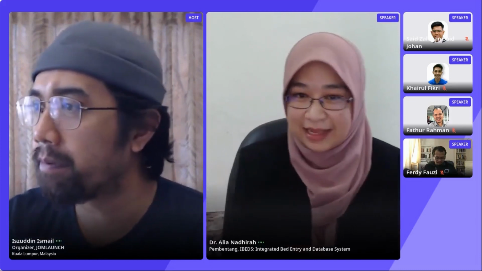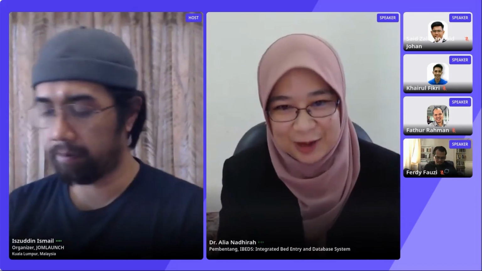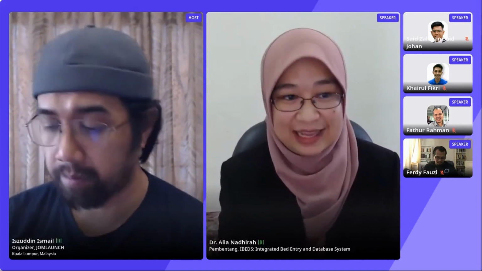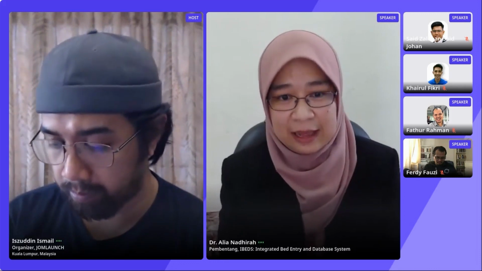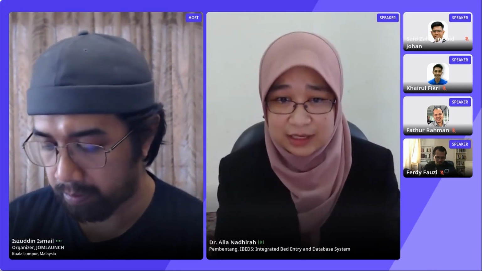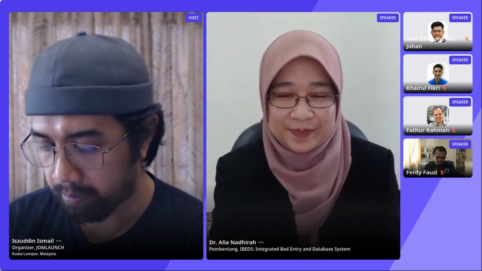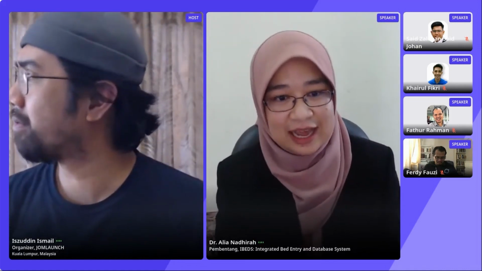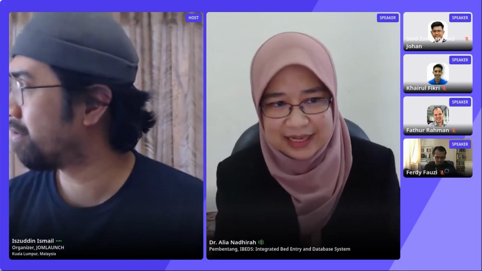Okay. So upscaling of Ibeds, there's two ways. Number one, insyaAllah once COVID is over, we won't need to use this system exactly anymore for COVID-19. But it's essentially a monitoring system. We can still use it in hospitals for when we have disasters, floods, when we need to place people in a flood relief center, we can still use this. And essentially, the Ibeds is a monitoring system as well.